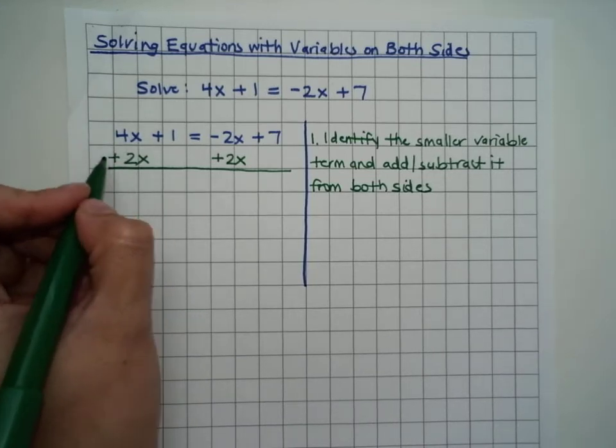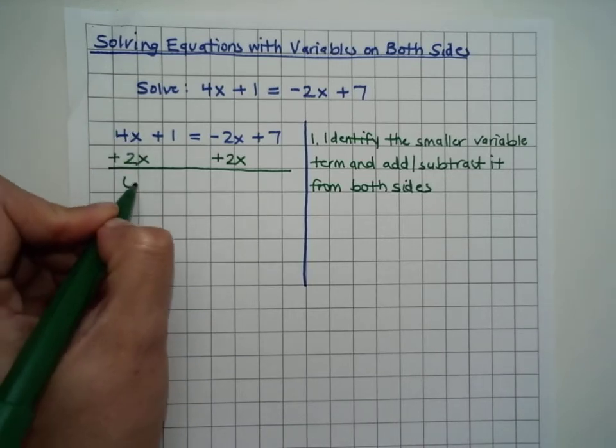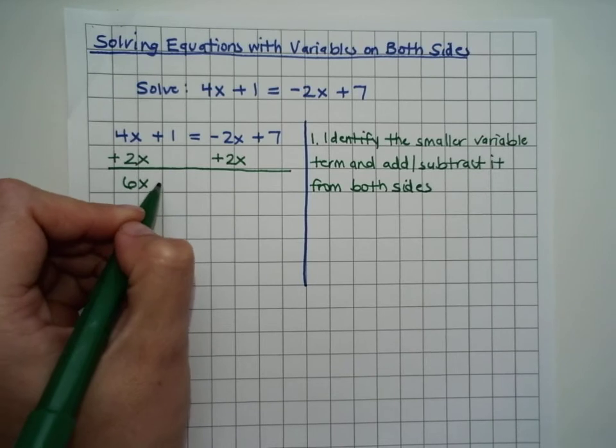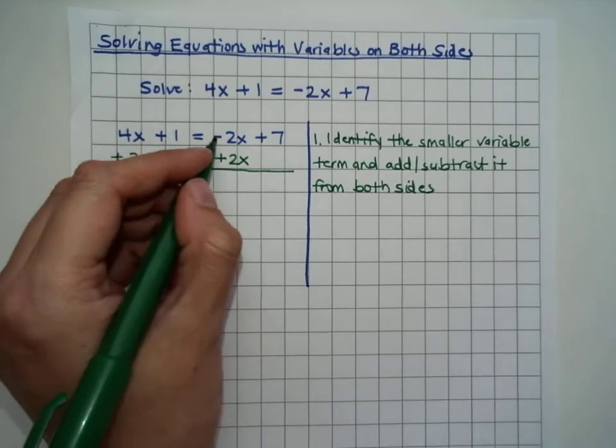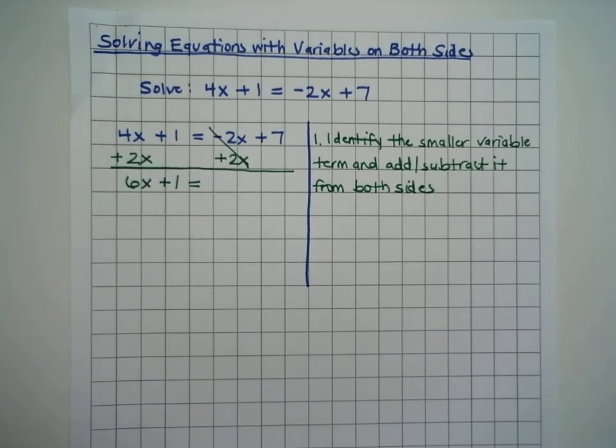And so then we have easy math. 4x plus 2x is 6x. We bring down our plus 1 equals our negative 2x, and positive 2x canceled out, so it just equals 7. From there, it's just a two-step equation.